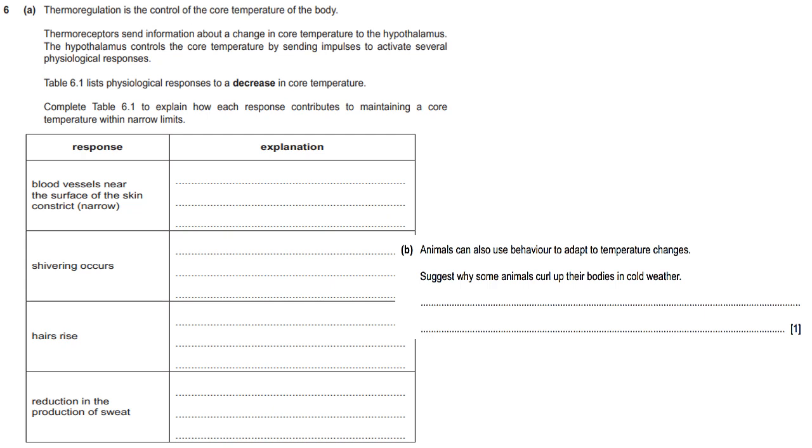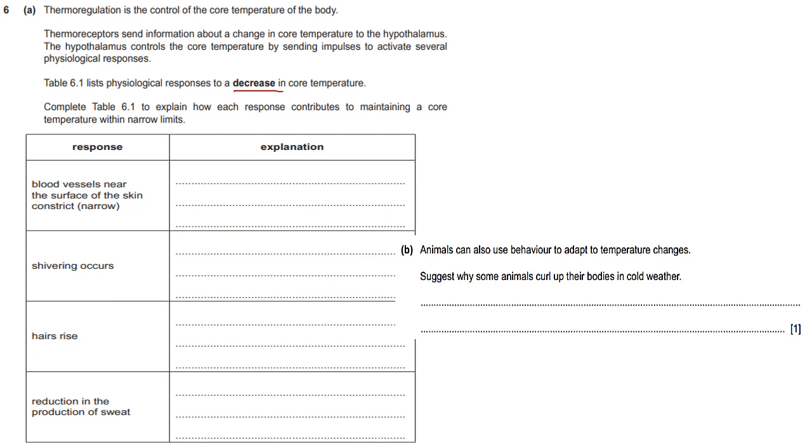Table 6.1 lists physiological responses to a decrease. So take note, it says a decrease in core temperature. Then you're asked to complete this table, and I think it was for 4 marks in total. So 1 mark for each section that you get correctly. So here, if there's a decrease in core temperature, what that means is that the weather has become cooler. All right. So that cooling of the weather can result in you doing certain things. For example, when it's cold, what do you do as a person? Some of you start to shiver. Some people speak in a different language. Ugh. That's because it's cold, okay?